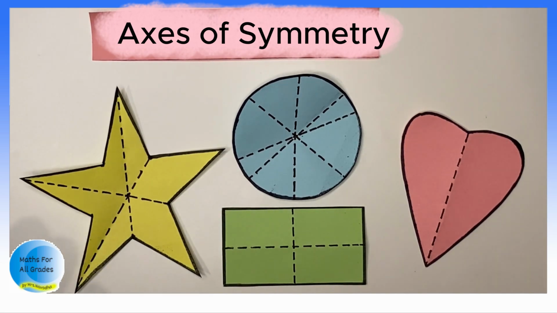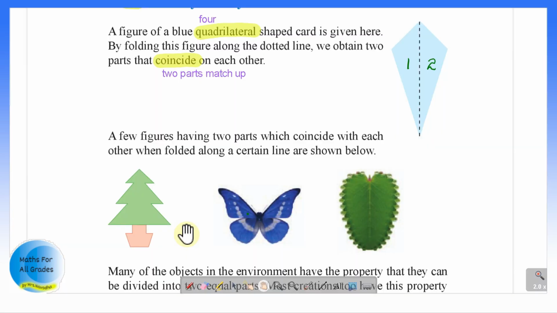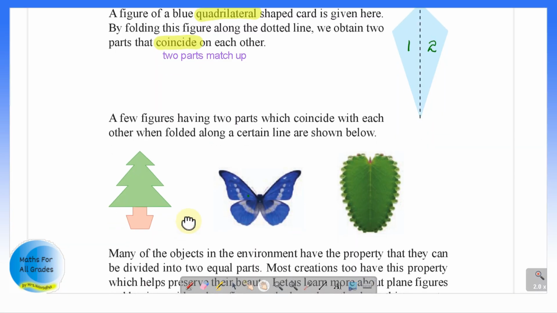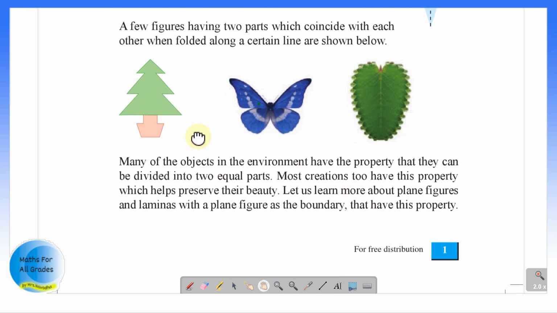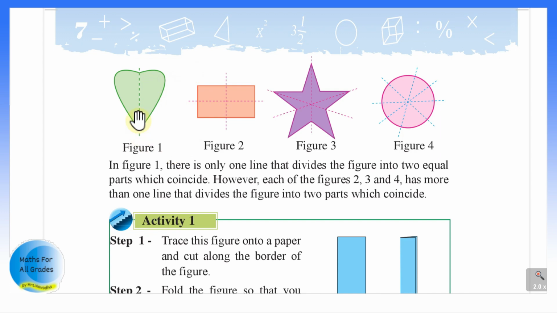Okay, now let's get back to the textbook. There are so many symmetrical objects in the environment. Three examples are given here: a Christmas tree, a butterfly, and a leaf. Once you copy these figures, you can divide these figures into two equal parts. We have already discussed these four figures. Now let's move on to activity 1.